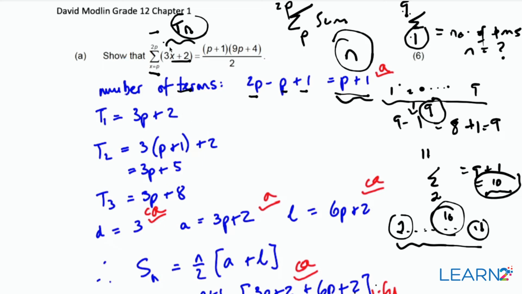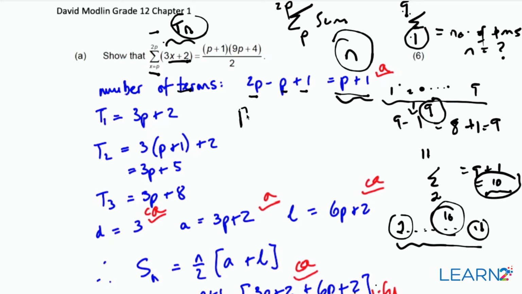Now, the second step is to go and work out the first 3 terms. So remember, this is your term formula, 3x plus 2, where the first term that we're working out starts with x equals p. So that's telling you to substitute a p wherever you see an x. So let's go and do it. Term 1 equals 3 times, instead of x, we write p, 3p plus 2.